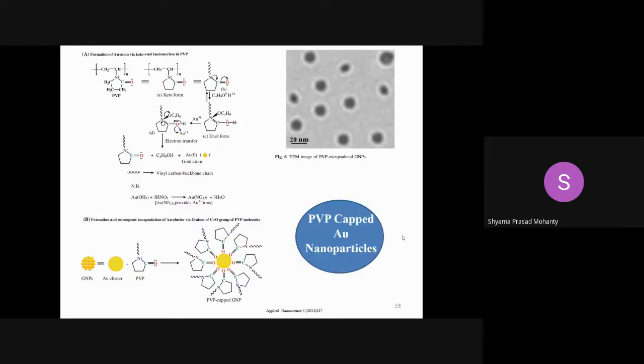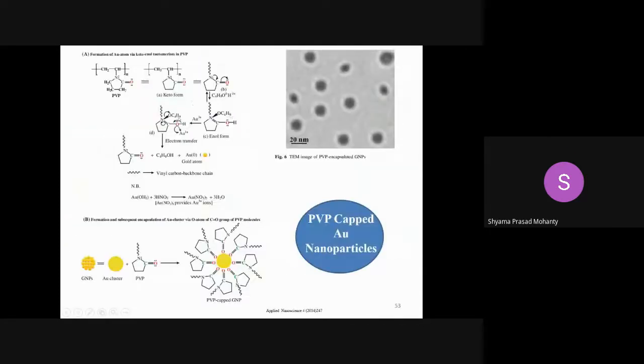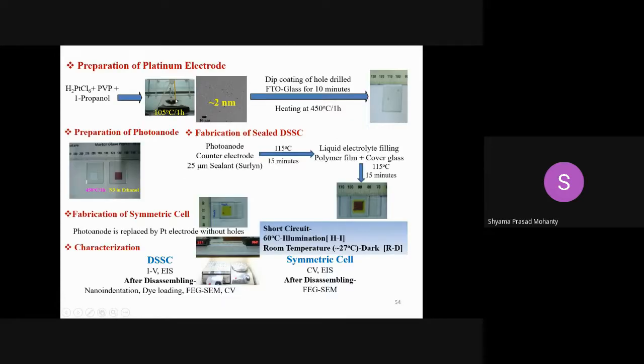Then some metal nanoparticles have also been synthesized, and this is how we have prepared these platinum nanoparticles, and this is the mechanism of how these gold nanoparticles are prepared in literature, and how they are capped with some polymeric capping agents. So we synthesized these platinum nanoparticles of about 2 nanometer in size.